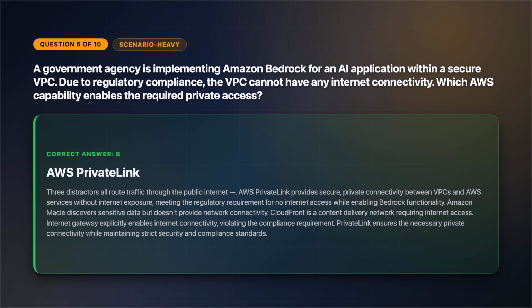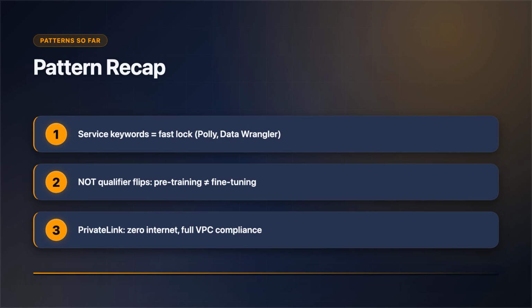Amazon Macie discovers sensitive data, but doesn't provide network connectivity. CloudFront is a content delivery network requiring internet access. Internet Gateway explicitly enables internet connectivity, violating the compliance requirement. PrivateLink ensures the necessary private connectivity while maintaining strict security and compliance standards. Service name keywords locked 3 answers fast. Not reversed the fine-tuning question. PrivateLink was the only option without internet exposure.